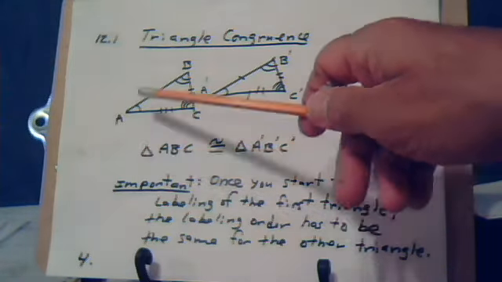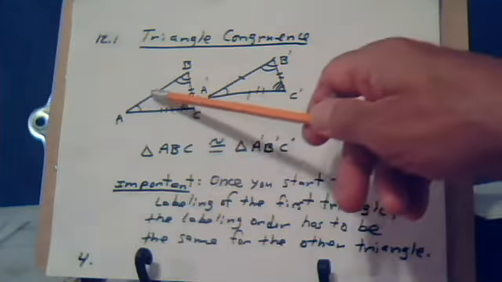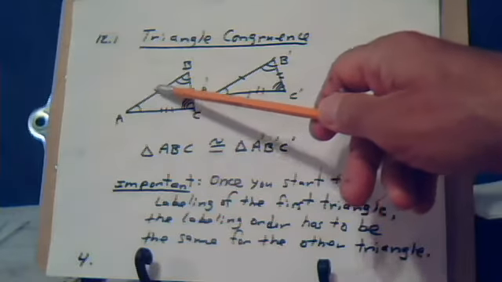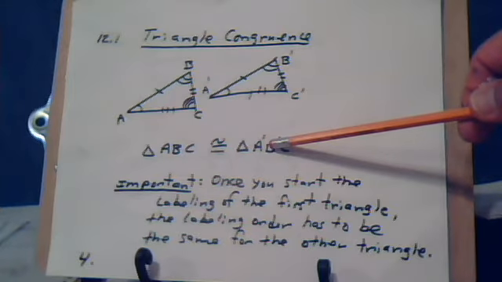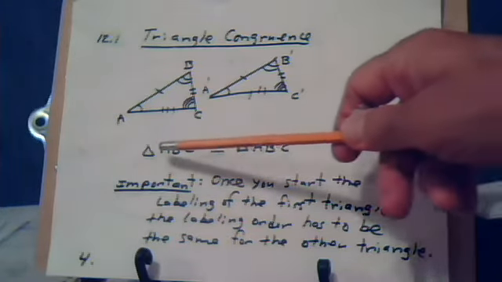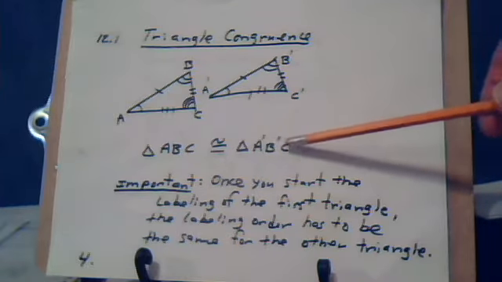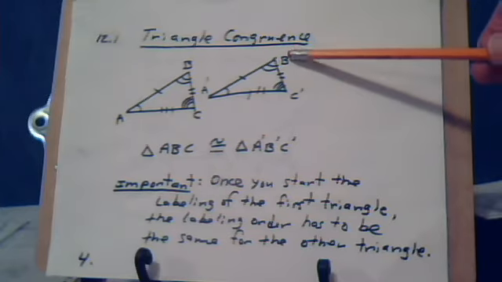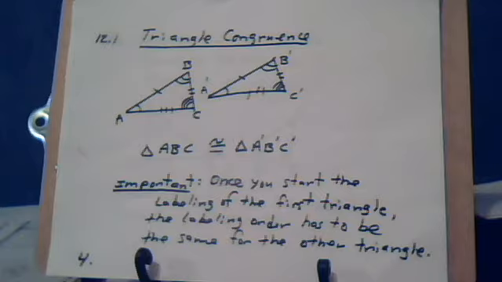So if you name this triangle ABC, that means you have to go through the same path on the other triangle. We went through one tape mark and then two tape marks. So in this triangle, we're going to have to do the same. So triangle ABC will be congruent to triangle A prime, B prime, C prime. Notice A prime to B prime went through one tape mark. B prime to C prime went through two tape marks. So we kept the order.